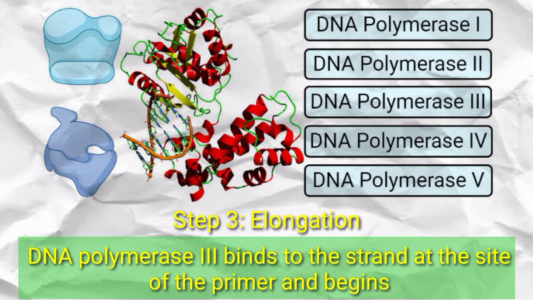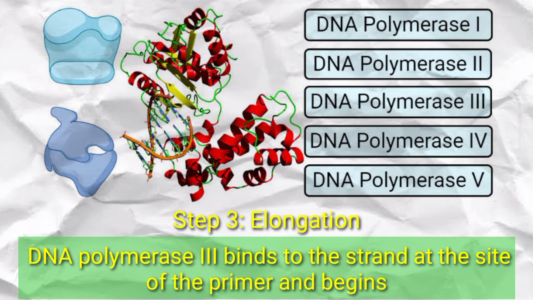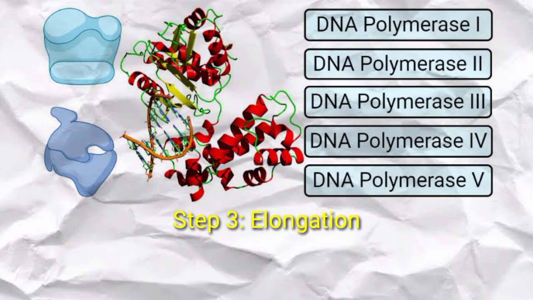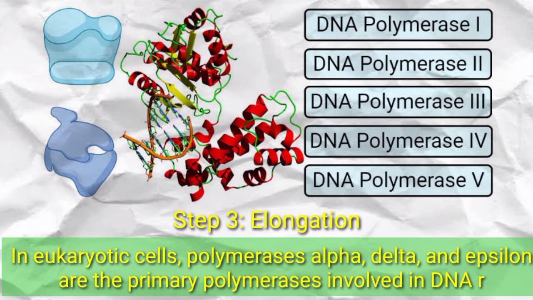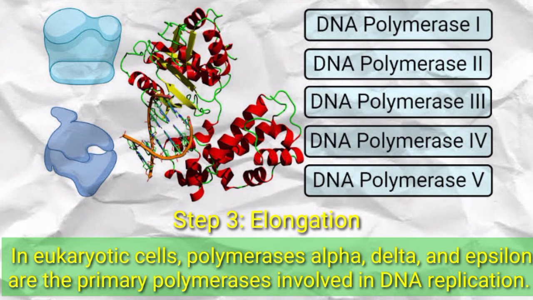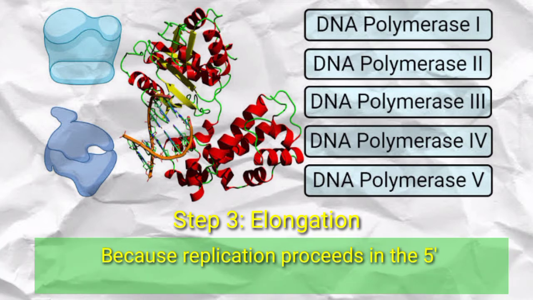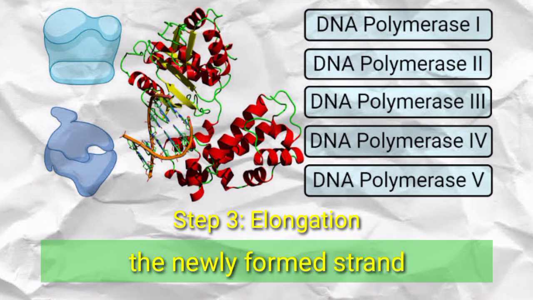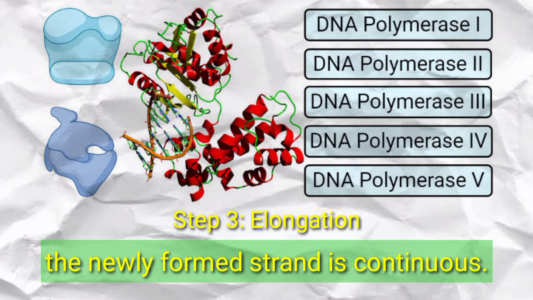DNA polymerase III binds to that strand at the site of the primer and begins adding new base pairs complementary to the strand during replication. In eukaryotic cells, polymerase alpha, delta, and epsilon are the primary polymerases involved in DNA replication. Because replication proceeds in the 5' to 3' direction on the leading strand, the newly formed strand is continuous.